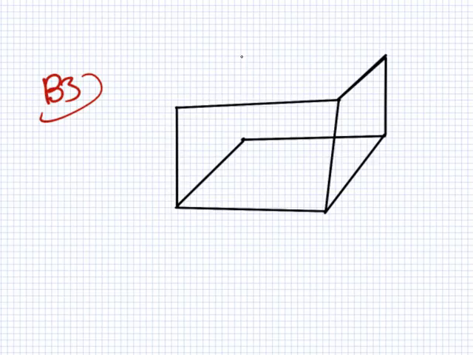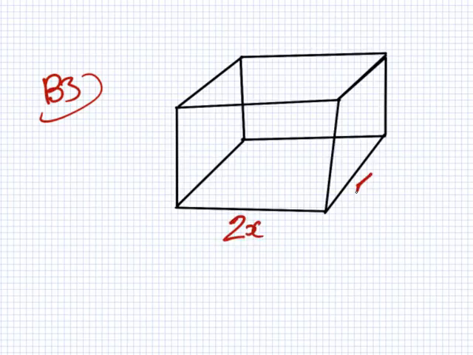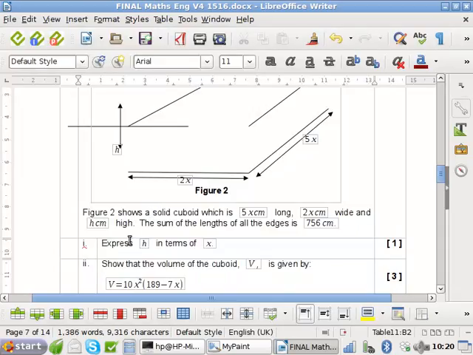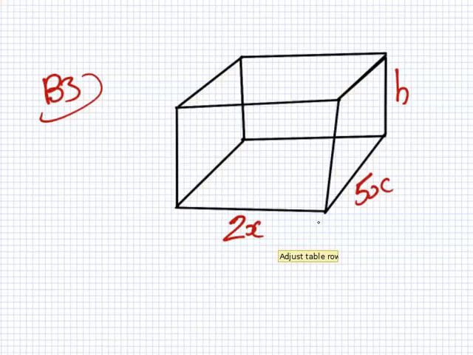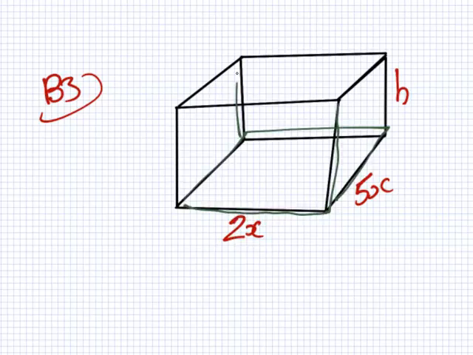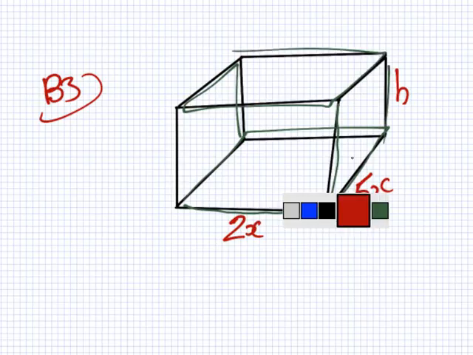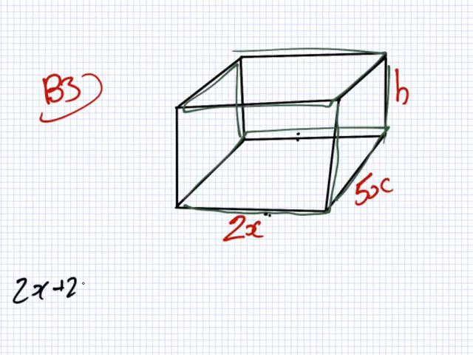It's a box. It's a beautiful box. Okay, so what do they say this side is at the ground here? 2x. And this side? Great. Okay, so the question says, express h in terms of x. The length of all edges is 756. So what they're saying is, this plus this plus this, all the edges add to 756. So we have two of these.